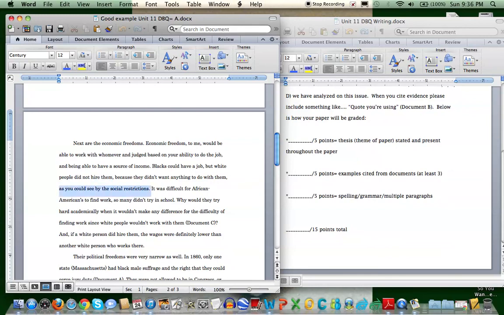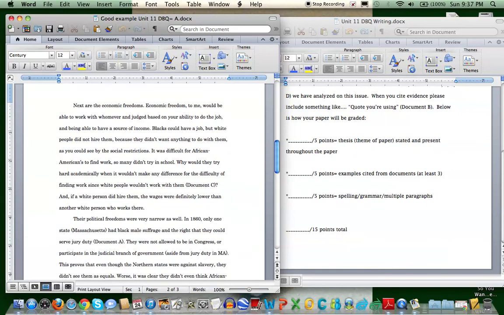As you can see by the social restrictions. It was difficult for African Americans to find work, so many didn't try in school. Why would they try hard academically when it wouldn't make any difference for the difficulty of finding work since white people wouldn't work with them? Document C. Again, this gives me the entire general idea of document C. And if a white person did hire them, the wages were definitely lower than another white person who works there. Again, giving me specific examples.